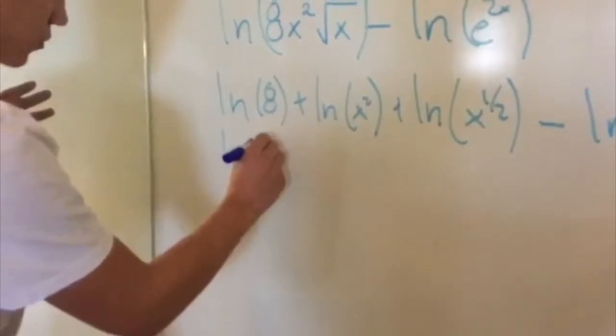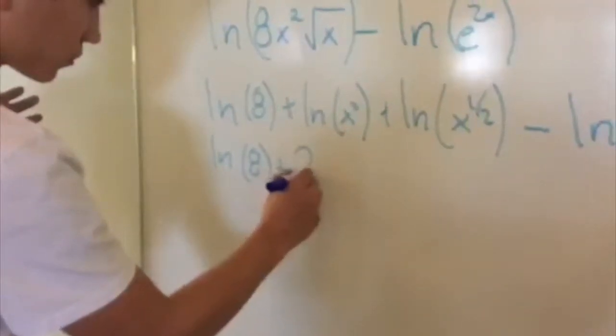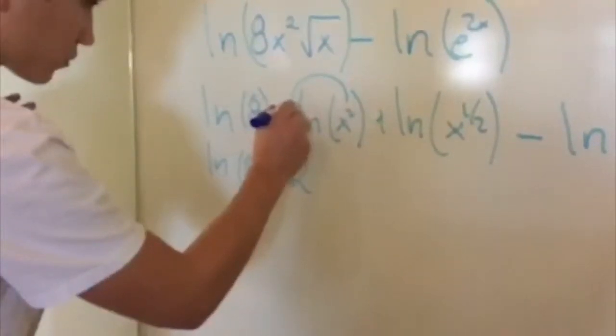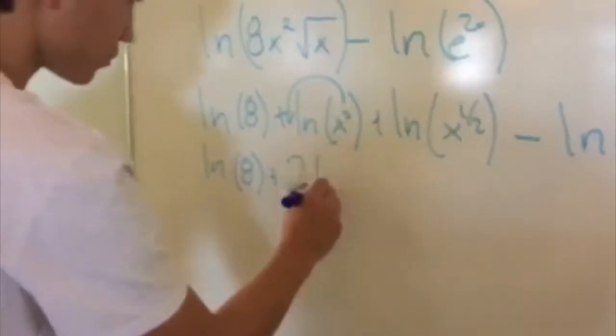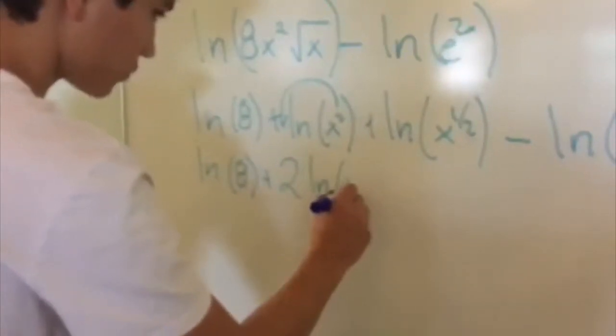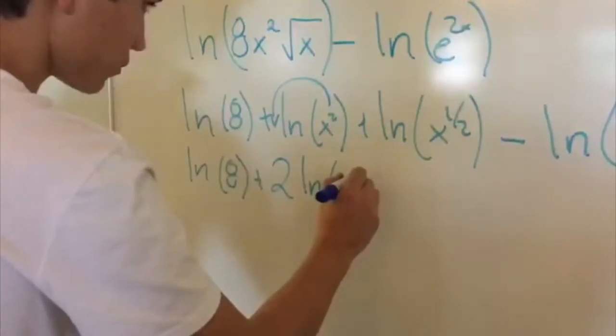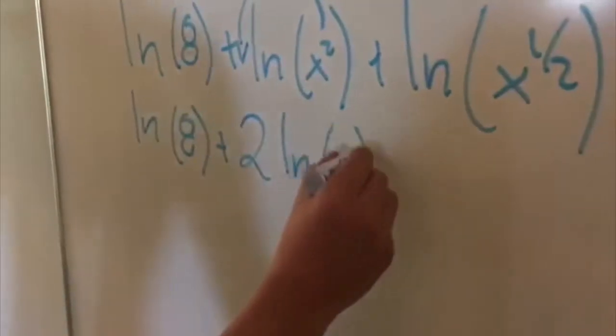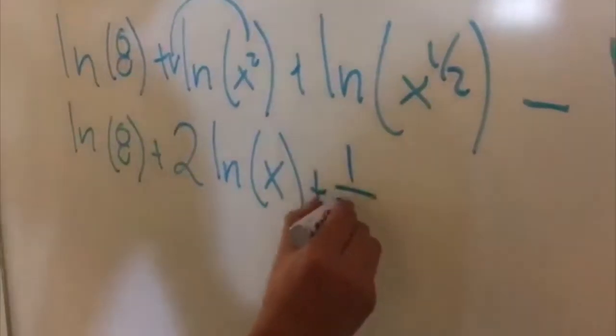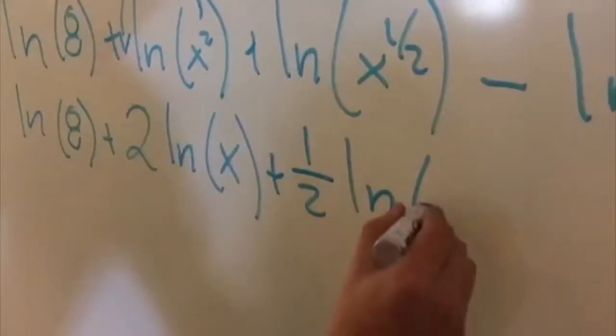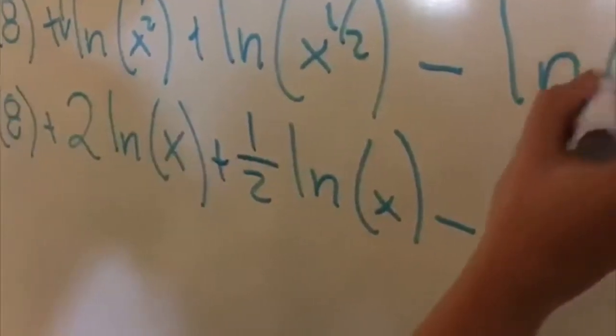As of right now, we're going to leave the logarithm of 8 as it is, and then we have to multiply the exponent times the logarithm of x squared, of course taking out the exponent. Next, we're going to carry on using the rules of simplification that we saw at the beginning of this section.